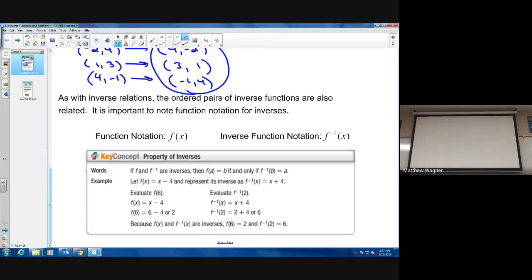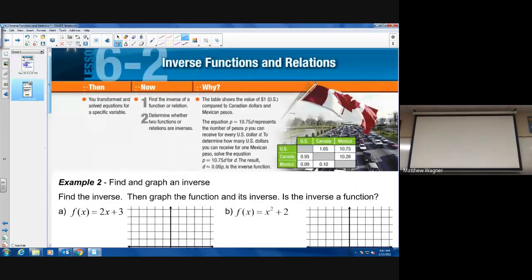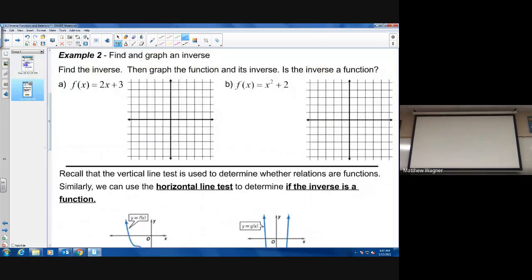Most confusing part of the day is going to be notation. Okay? You are very familiar with f of x. When we're talking about function notation, the inverse is always going to be denoted as f to the -1 of x. F to the -1 is basically stating that you have the inverse of function f. And that's probably the most confusing part of the day, just that notation piece.